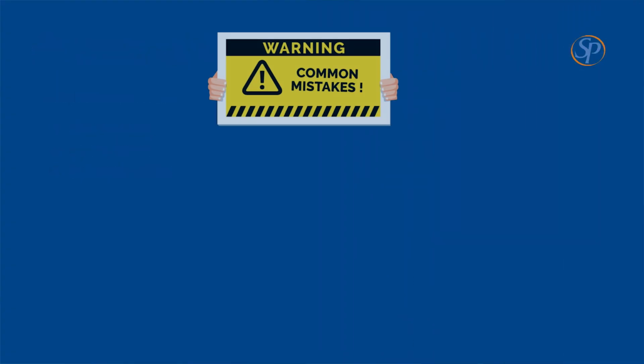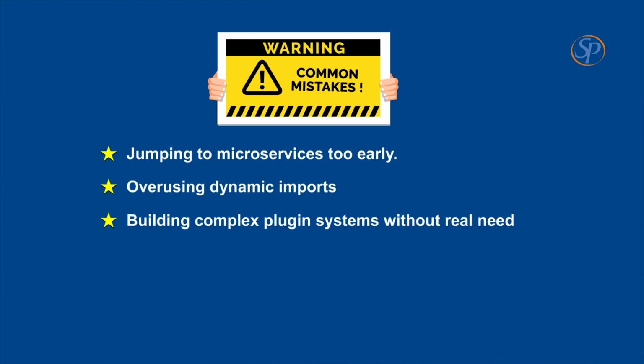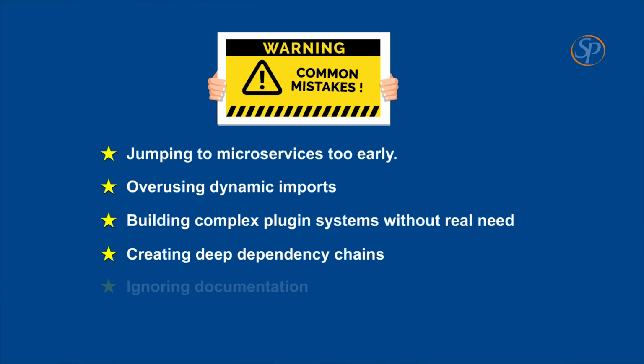Common errors. A very common mistake is jumping to microservices too early. Other common errors include overusing dynamic imports, building complex plugin systems without real need, creating deep dependency chains, and ignoring documentation. These mistakes increase complexity without providing real benefits.